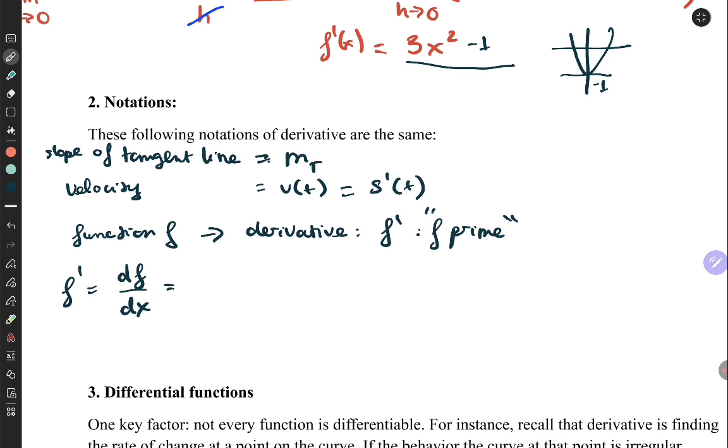Sometimes you are given a function, for example, y equals x squared. Basically, y and f are the same. So you can write y prime equals 2x. Another notation, one more, is dy over dx.